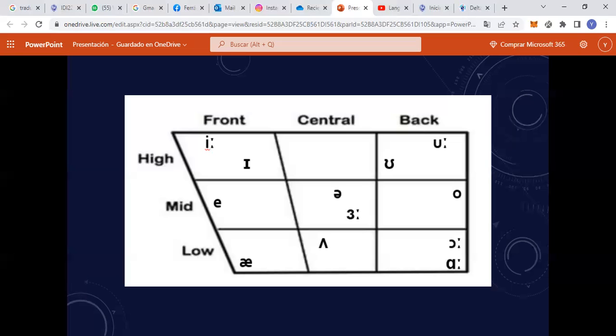The jaw is not too tense, it's not too open, pretty much what you're doing right now if you're not speaking. You're just sitting there listening to me, and your tongue is resting on the bottom part of your mouth. And that's your schwa. It's also a short sound.